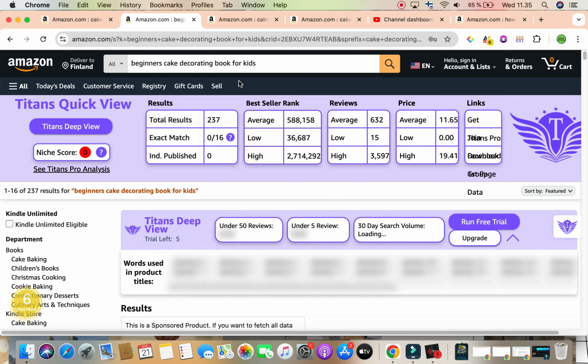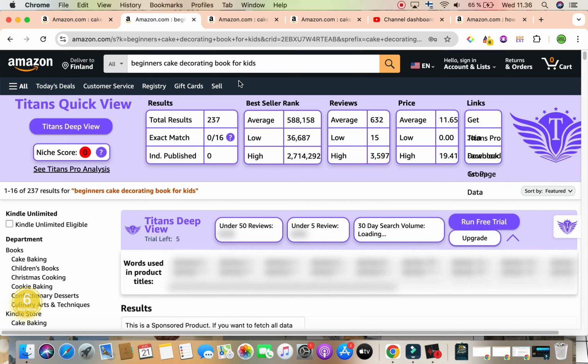So first of all, we've got a total results below 1,000, and it is currently sitting at 237. Average bestseller rank is slightly on the higher side, but don't fear because there is massive potential for this wonderful keyword, and you could also use it as part of the 7 keyword slots for any cake decorating book that you have or that you're willing to make as well, if you decide to utilize these 4 keywords shared in today's video.